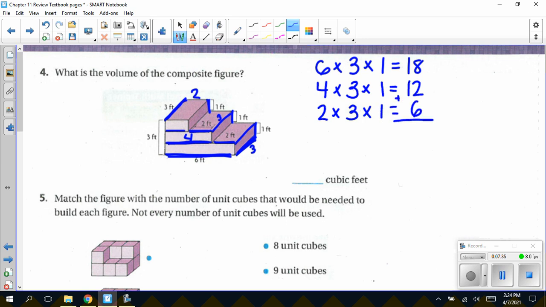So now we can add these together. I know 18 plus 12 equals 30, and then 30 plus 6 would then be 36. So my final answer is 36 cubic feet.